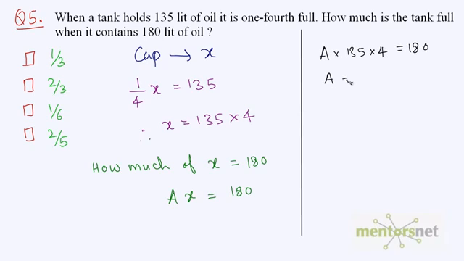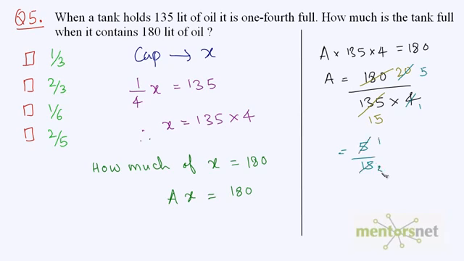Therefore a is equal to 180 upon 135 times 4. We can divide 180 and 135 both by 9. Now 4 times 1 is 4, 4 times 5 is 20, which is 5 divided by 15. Again 5 times 1 is 5, 5 times 3 is 15. So a is 1 by 3. So 1/3 of x is 180. So the answer is option A.